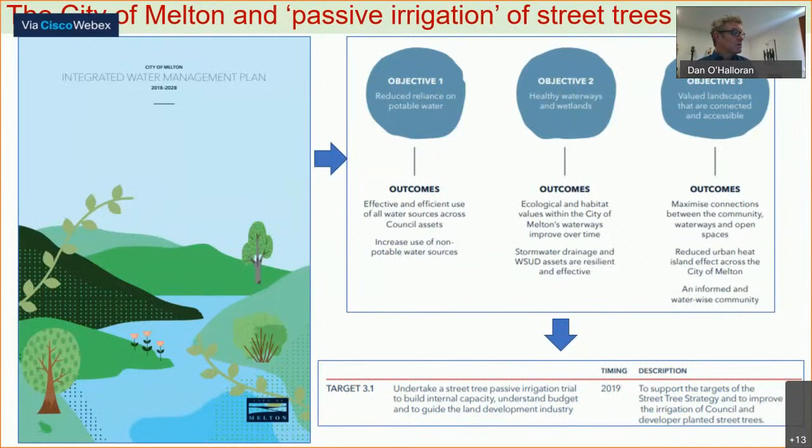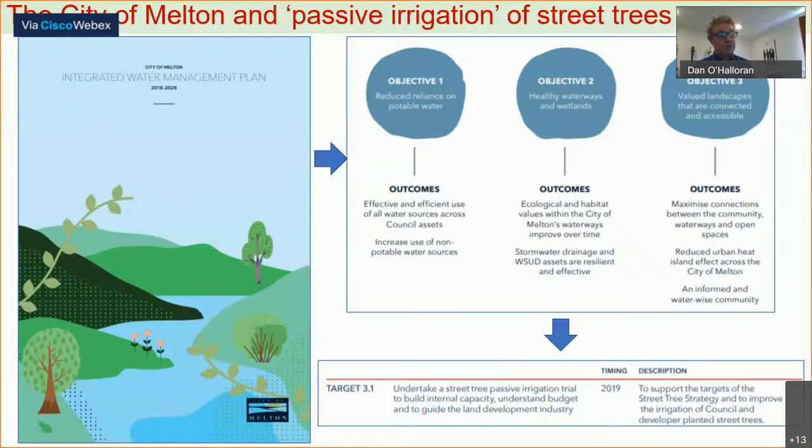So how did this begin? Back in 2018, Alluvium worked with the city of Melton to develop the Integrated Water Management Plan, or you might call it a master plan. In that plan, we had 3 objectives: to reduce the town's reliance on potable water, so to use other sources, to have healthy waterways and wetlands, and to have valued landscapes that are connected and accessible. So we mean they're connected together, so there's habitat connectivity across the city, and also that the people of Melton can access those natural spaces.